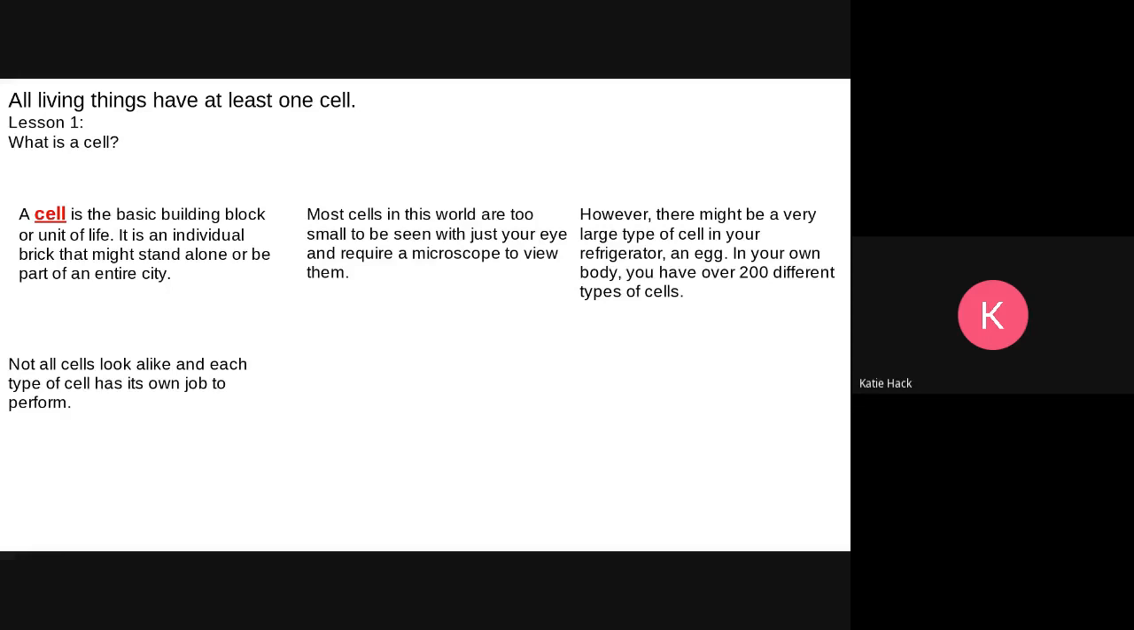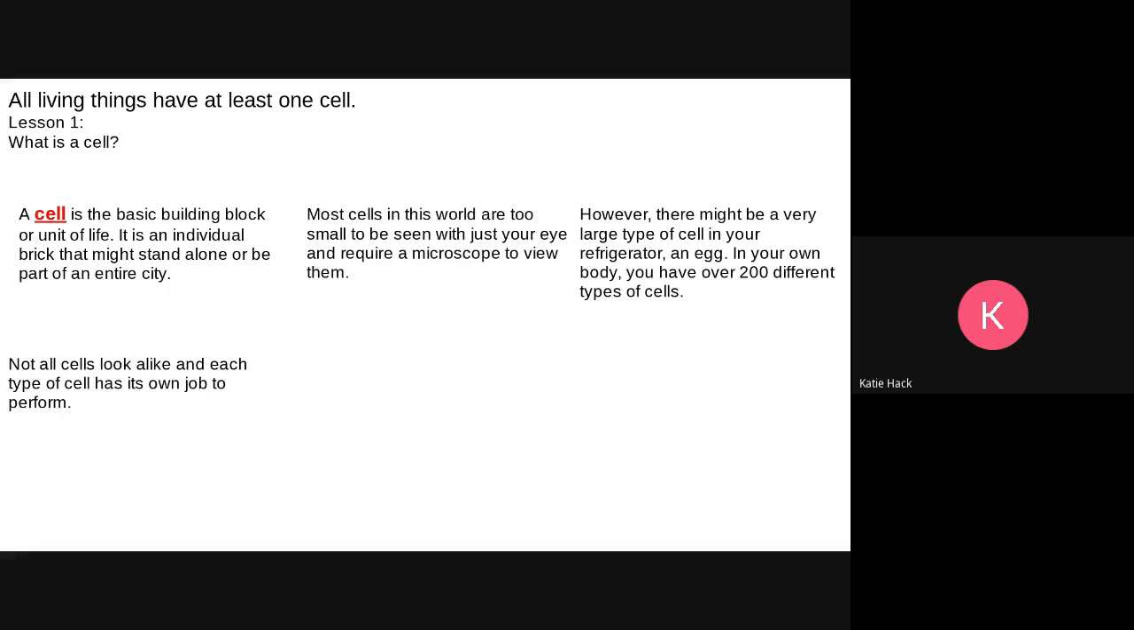The definition of a cell is that it's the basic building block or unit of life. It is an individual brick that might stand alone or be part of an entire city, for a good analogy. Now, most cells in this world are going to be too small to be seen by the eye, and you would need a microscope to view them, which we learned about in the first unit was one of the tools of a life scientist. So the life scientist will use the microscope to be able to view individual cells.